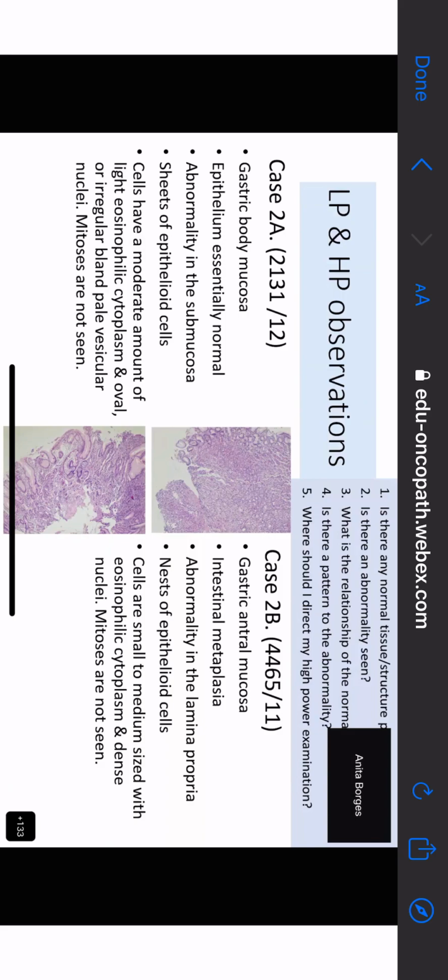If you had to describe the cells, they have a moderate amount of light eosinophilic cytoplasm, oval or irregular, bland, pale, vesicular nuclei. You thought you could see prominent nuclei; I did not see them. There were no mitoses. Mitoses are not seen. And what else did you see? There was an inflammatory response present in the lamina propria, and there is no inflammatory response.